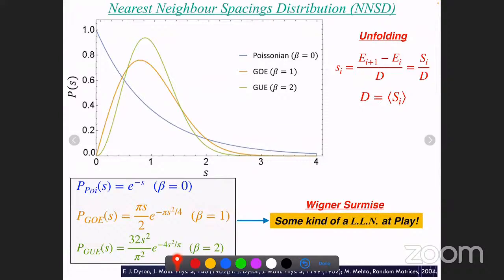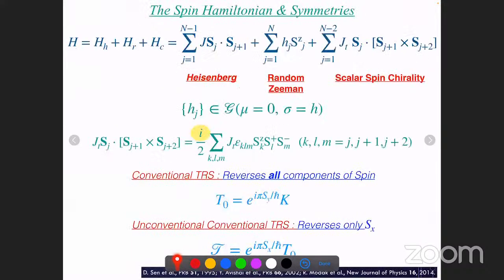The interesting thing is that irrespective of what kind of distribution you draw the elements of the matrices from, whether it's a Gaussian or some other continuous distribution, these things always hold. So there is some kind of law of large numbers at play. Now let's come to the spin system that we study, and we want to study these spectral crossovers in these spin systems by breaking the symmetry partially.